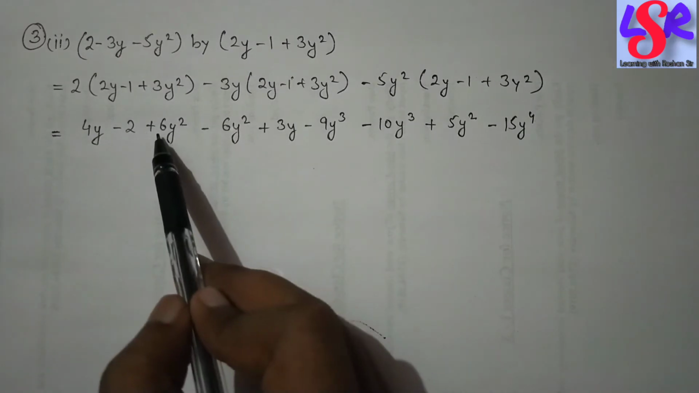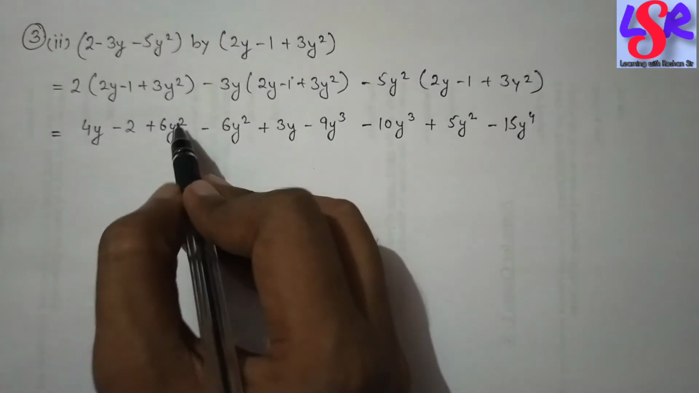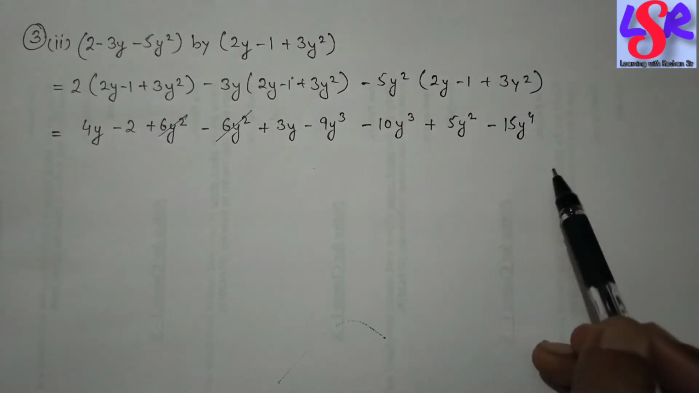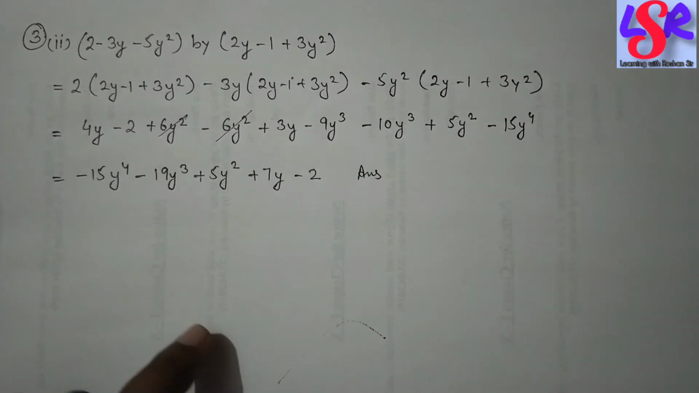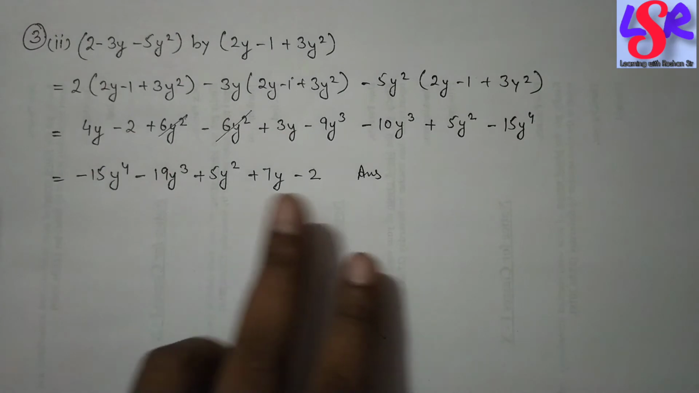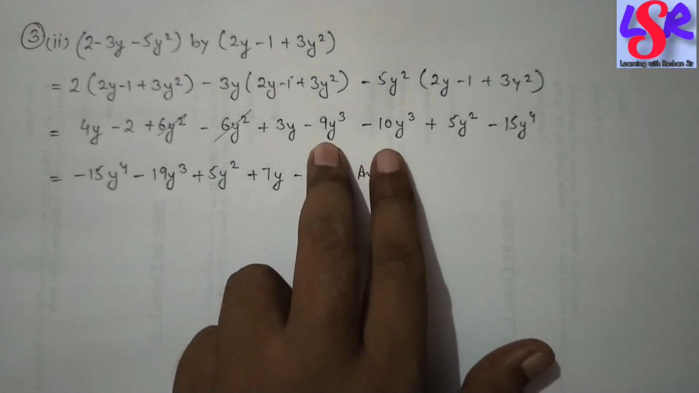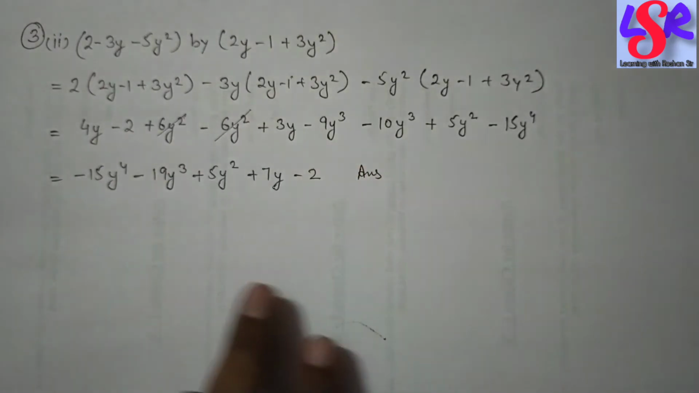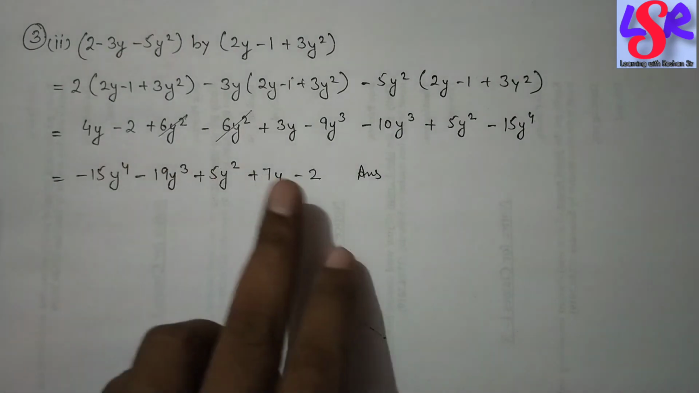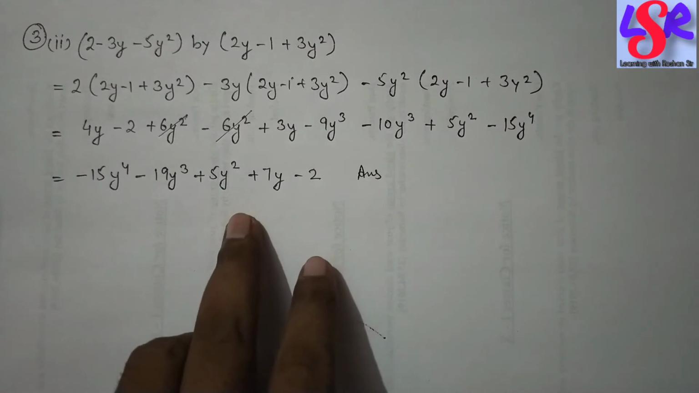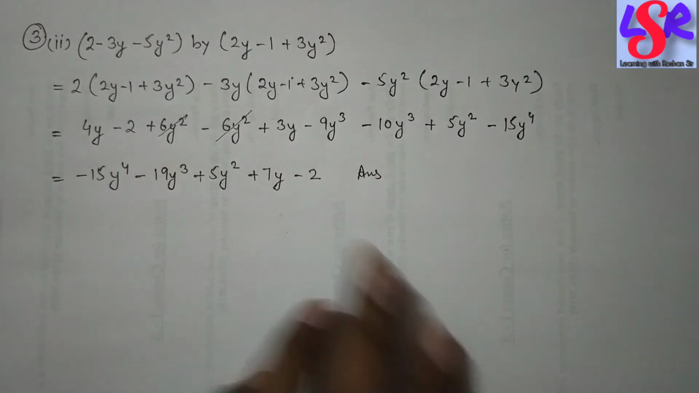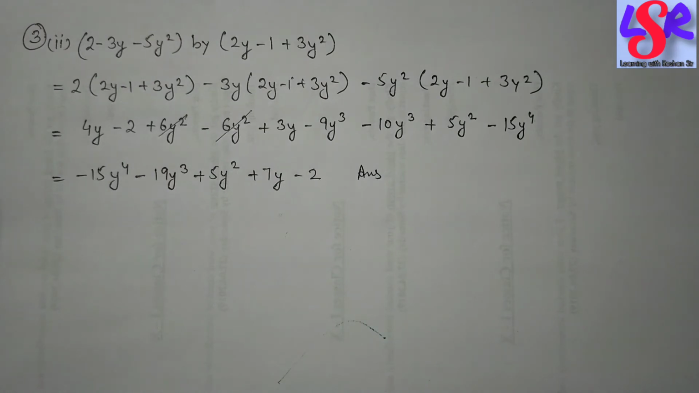Here we see this one is plus, this one is minus, so this will be cancelled out, and the remaining we have to solve. And here we have copied minus 15y to the power 4, and then we have added these two as they both are having y cube. So on adding we have got minus 19, and then plus 5y square is copied here, and then 4y and 3y we got 7y, and then minus 2 again copied. This is the final answer for this question.